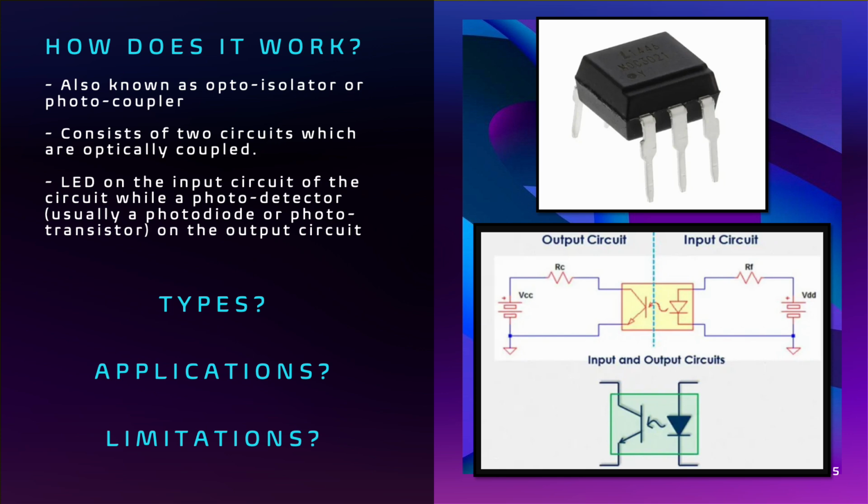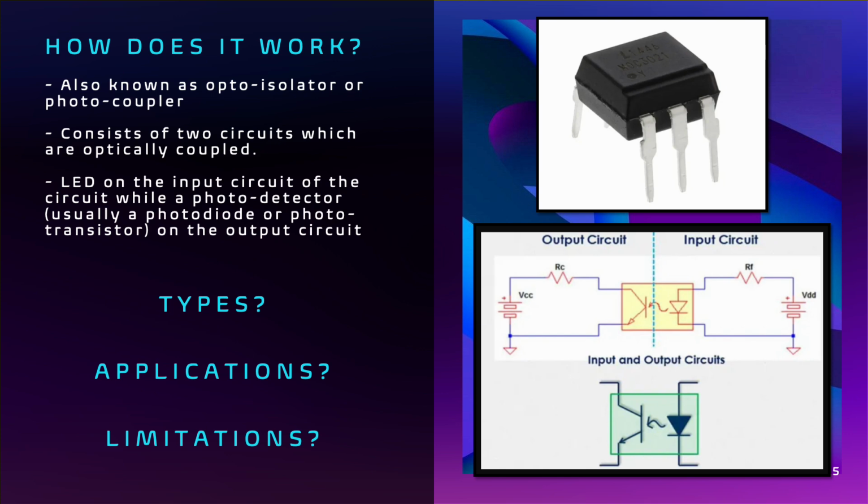An optocoupler consists of two main components, a light emitting diode on the input side and a photosensitive semiconductor device such as a phototransistor or photodiode on the output side. When current flows through the LED, it emits light which then activates the photosensitive component, allowing the transfer of signals.